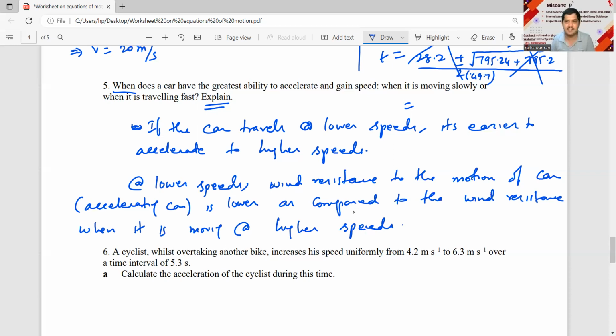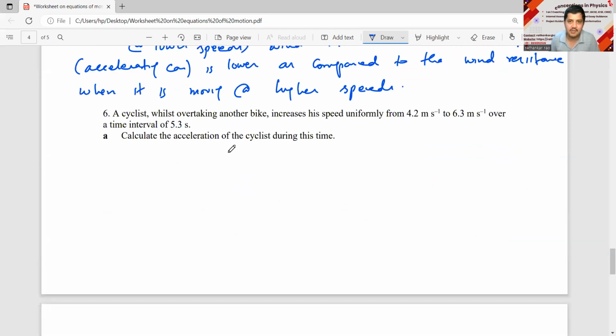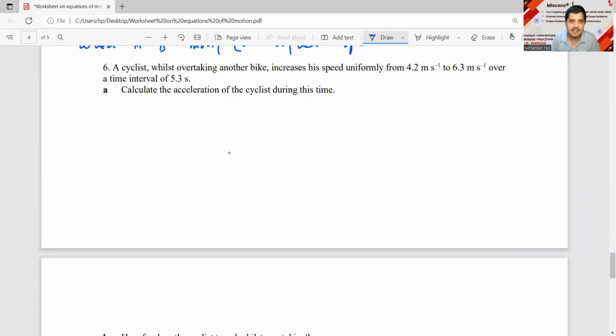I hope you understand this. If any of the questions, if you do not understand, do mention your comments. I can help you out with another video. Now let us move on to the next one. A cyclist, while overtaking another bike, increases the speed from 4.2 to 6.3. What is your initial velocity?